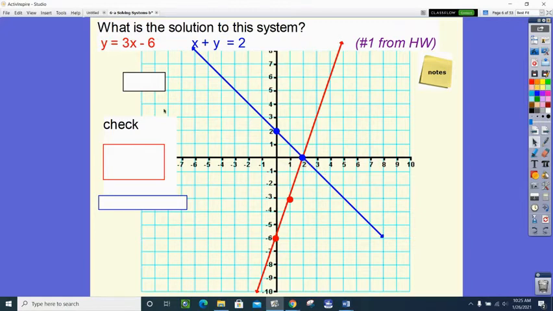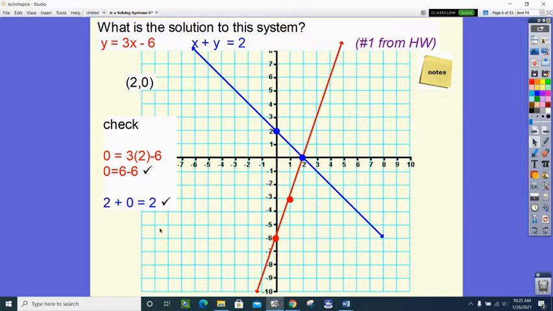And where do they meet? Well, right now, I think the solution of this system is (2, 0). Now, what I'm going to do is check that. I'm going to put 2 in for x and 0 in for y and check it in the red. And I'm going to put 2 in for x and 0 in for y. A big mistake is to put them in for the wrong variable, like you're not thinking, so just be careful. So I do that in the red line, and I get 0 equals 6 minus 6, which is 0. And I put it into the blue line, and 2 plus 0 is 2. So they both work. I've got the right solution. That's how easy this can be.